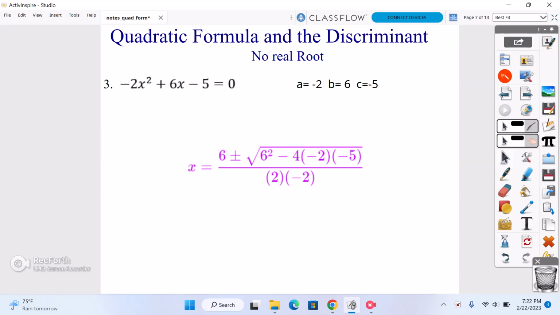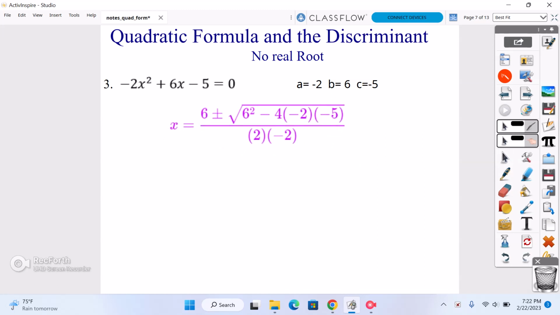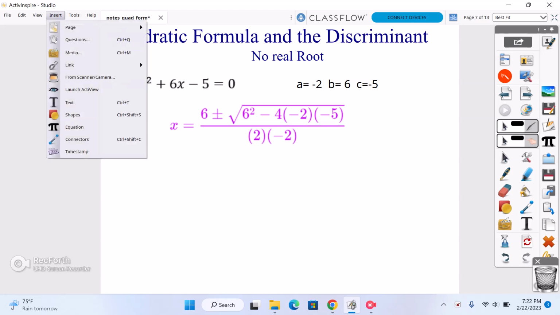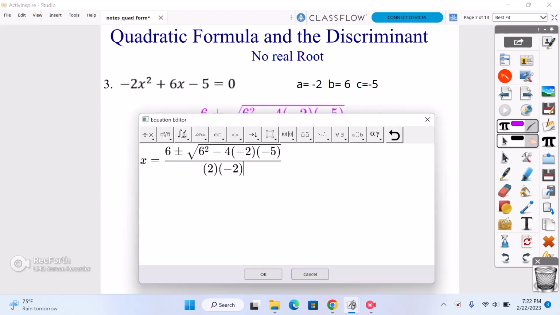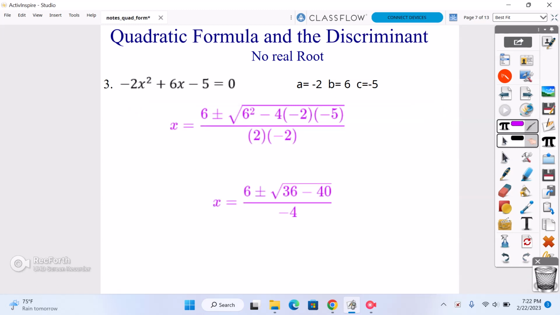Okay, so there we substituted a, b, and c into our quadratic formula, and now we want to go ahead and simplify inside of the radical, or inside of the square root. So here, 6 squared becomes 36. Negative 4 times negative 2 is positive 8, times a negative 5 is going to result in a negative 40. All over 2 times negative 2 is negative 4. So that's our next step.